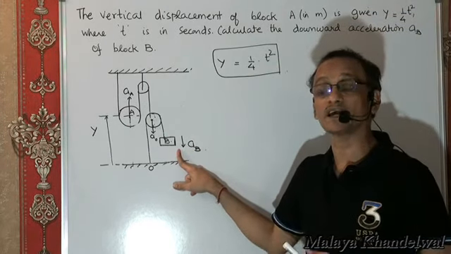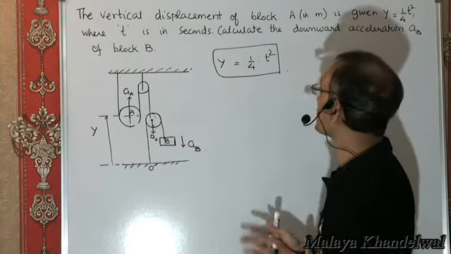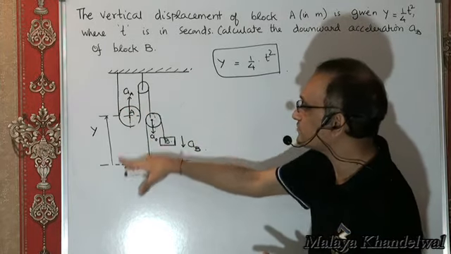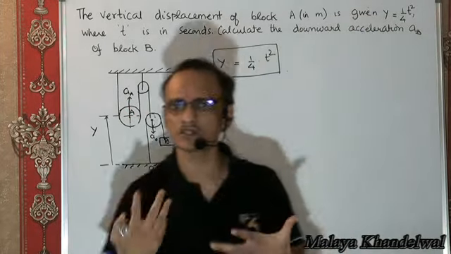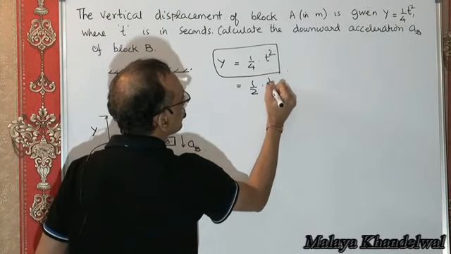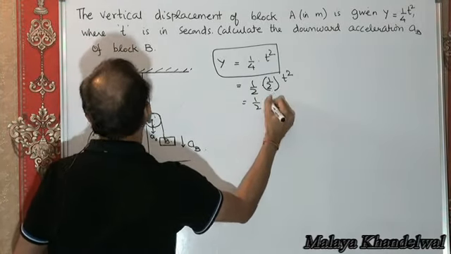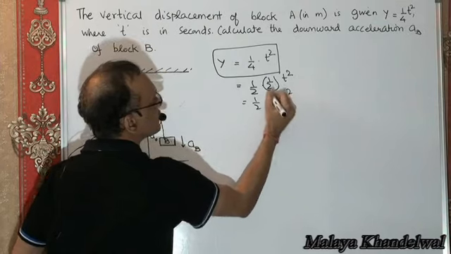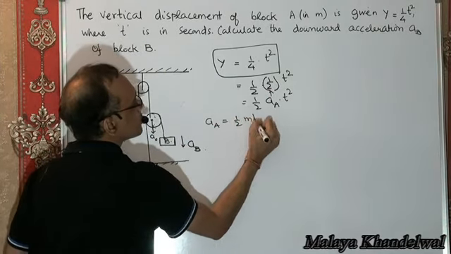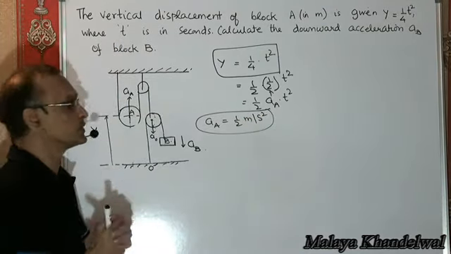We want to calculate the downward acceleration of B. First of all, if y is 1/4 t squared, the upward displacement of this pulley from the ground, could I not have written this as half of acceleration of A into t squared? On comparing, very clearly the acceleration of A is half meter per second squared upwards.